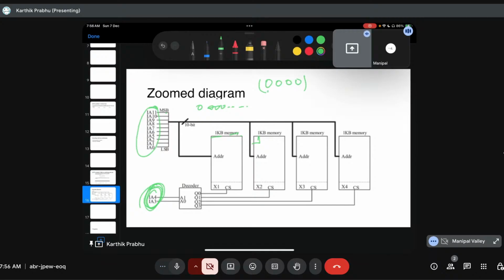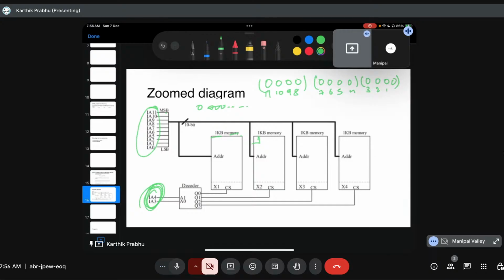This would be IA11, IA10, IA9, IA8, correct? And this would be IA7, IA6, IA5, and IA4. And this would be IA3, IA2, IA1, IA0.